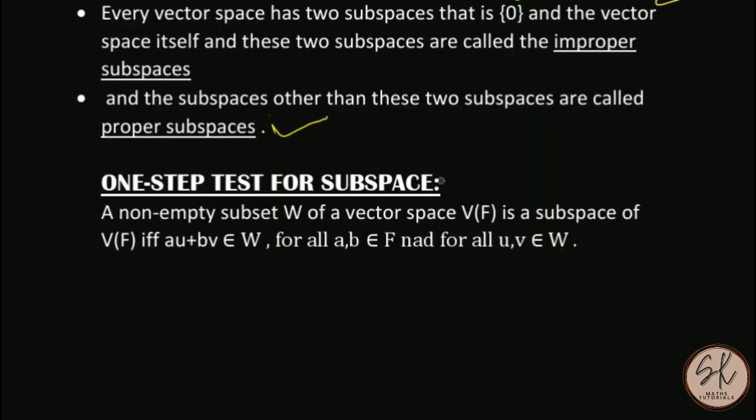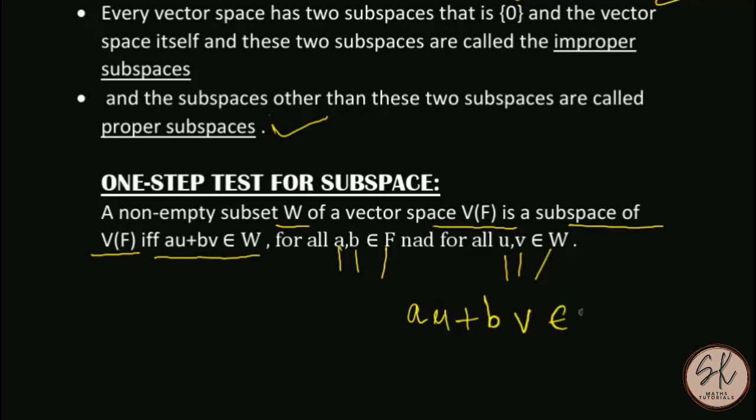One step test for subspace. A non-empty subset W of a vector space V over F is a subspace of V over F if and only if au plus bv belongs to W, for all a, b belonging to F and for all u, v belonging to V. So if a into u plus b into v belongs to W, then W is said to be a subspace of the vector space V.